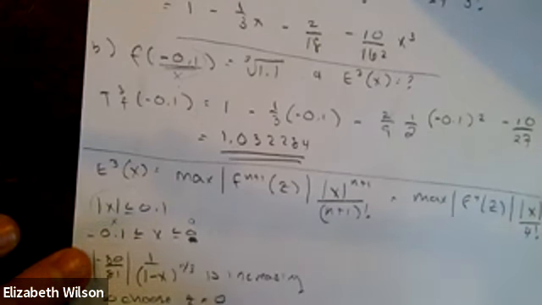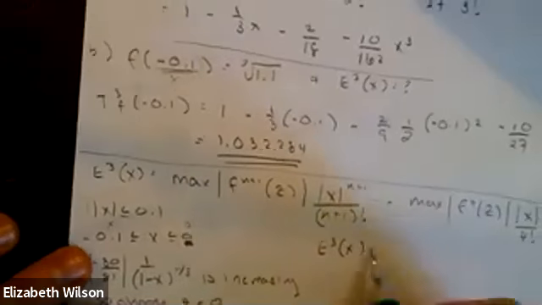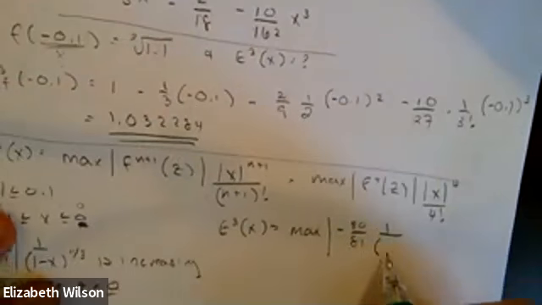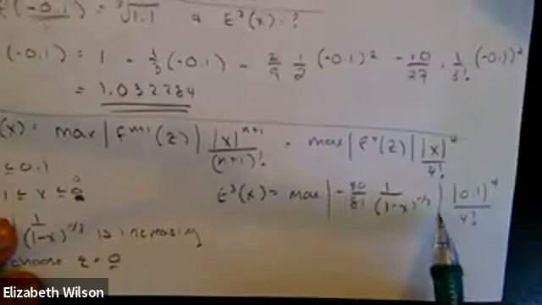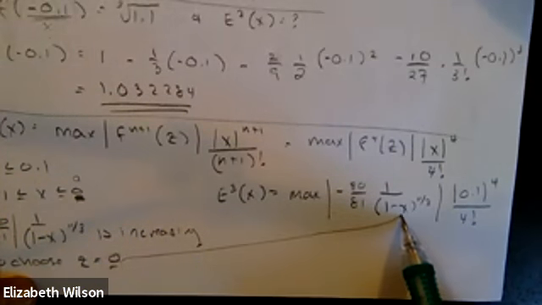Okay? So which means basically I plug 0 into here. So my error calculation is going to look like max of the absolute value of minus 80 over 81 times 1 over 1 minus x to the 11/3, times 0.1 to the 4th over 4 factorial. This is my error calculation right here. So you notice I've got an absolute value, and here's this negative part I'm not too worried about. My z, I'm going to plug in right up here.